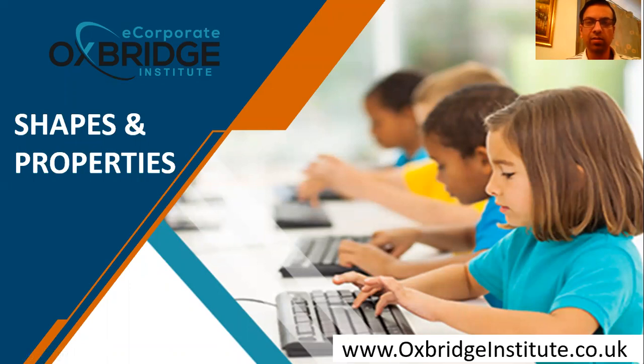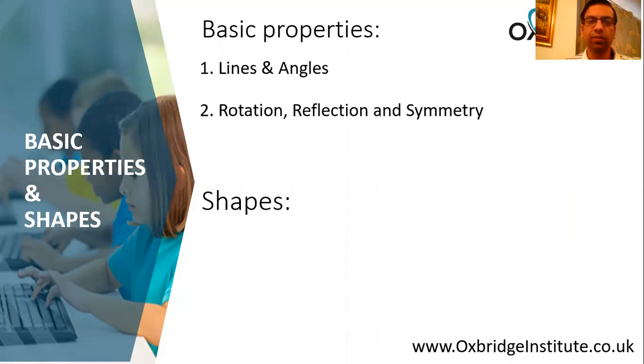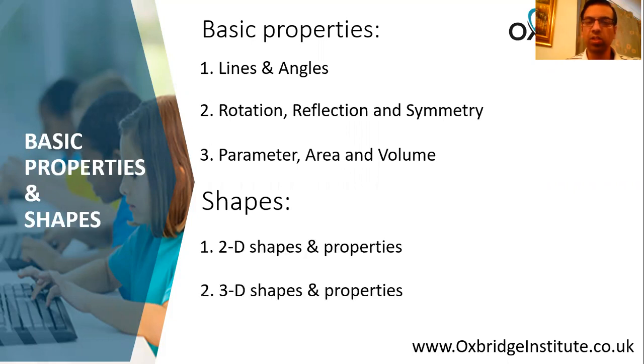In today's lesson, we'll be looking at some basic properties. We'll start with what are lines and angles. We'll understand rotation, reflection and symmetry. Then we'll move on to perimeter, area and volume. And finally, we'll look at some important shapes, that is 2D shapes and 3D shapes.